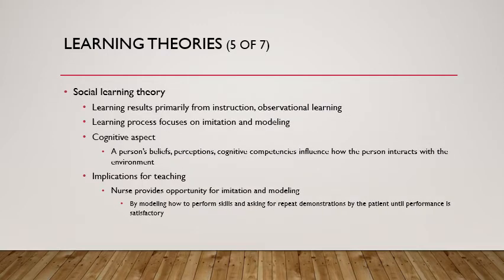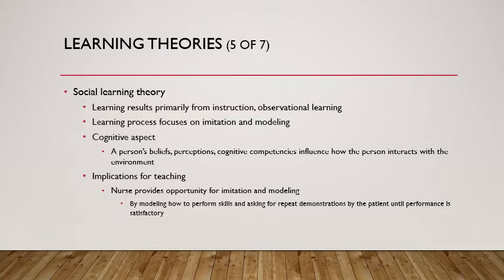The social learning theory. Learning results primarily from instruction and observational learning. The learning process focuses on imitation and modeling. This is also like a cognitive aspect, where a person's beliefs, perceptions, and cognitive competencies influence how the person interacts with their environment.